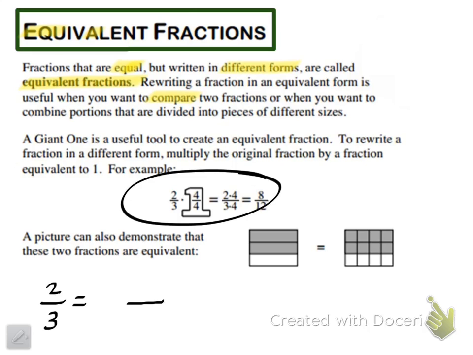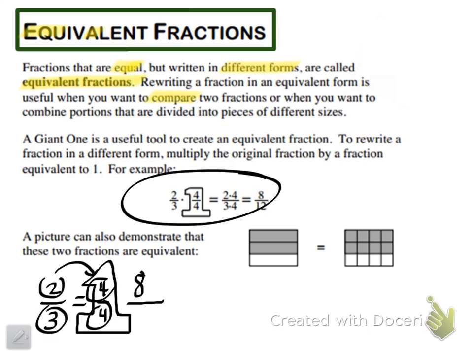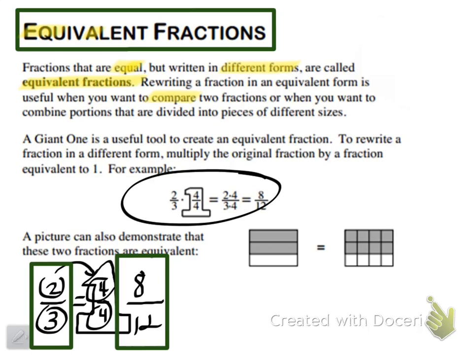So for this example, they used the giant one, or the multiplicative identity, and decided that they were going to use 4/4 to represent their giant one. So they did 2 times 4 equals 8, 3 times 4 equals 12. So therefore we have 8/12 and 2/3, which are what we call equivalent fractions. They're equal. Okay?